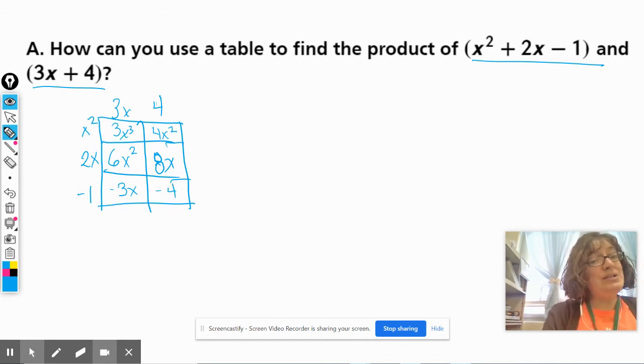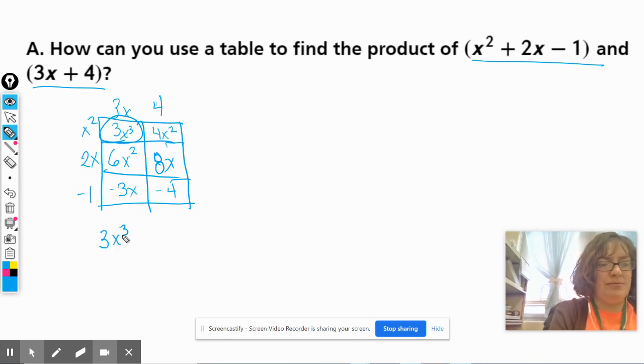Now, to write my answer here, I'm going to go ahead and look for like terms. So I start with the 3x to the third, and I see no other x to the third, so I'm just going to bring that one down. 4x squared, oh, I see some more x squared. So I can put those together. And so 4x squareds and 6x squareds together become 10x squareds.